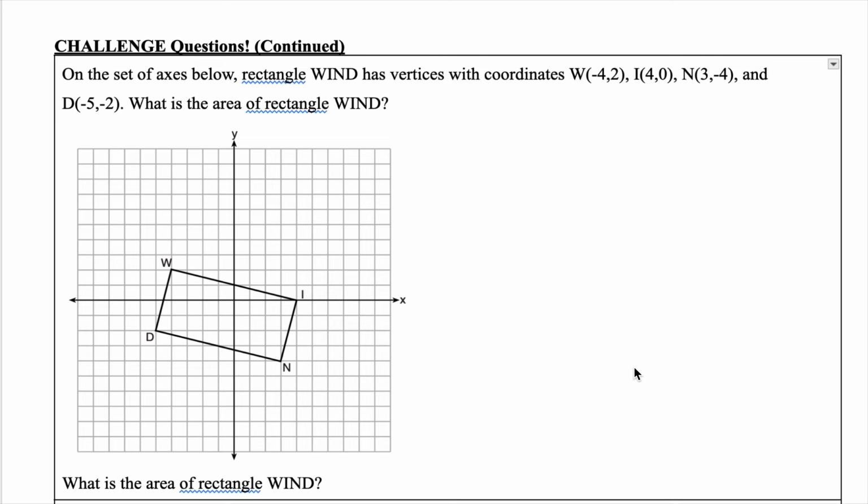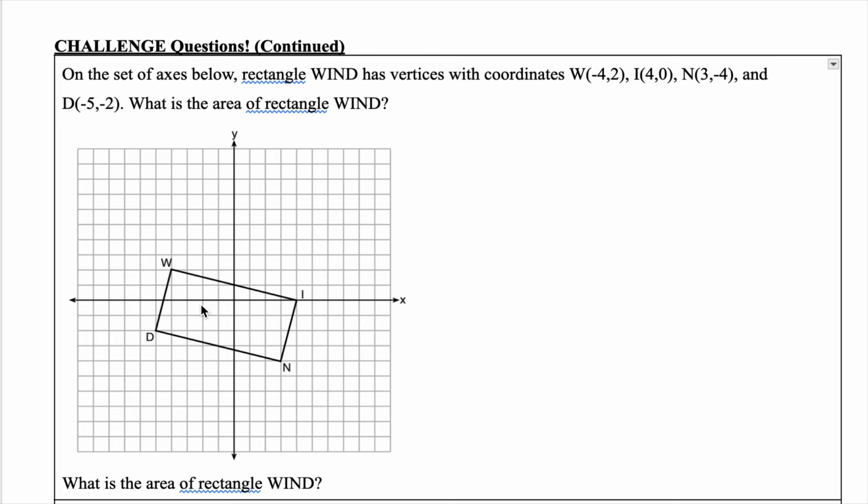This question is definitely a Regents question, and it was on problem set number 2. It has to deal with area of shapes. So what does it say? They're giving you the set of axes below. They're giving you rectangle WIND with all of the coordinate points, and they're asking you to find the area of it. We know, what do we need to find the area of a rectangle?